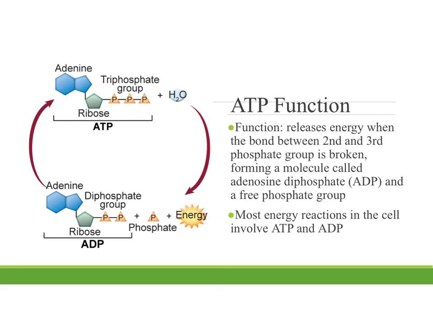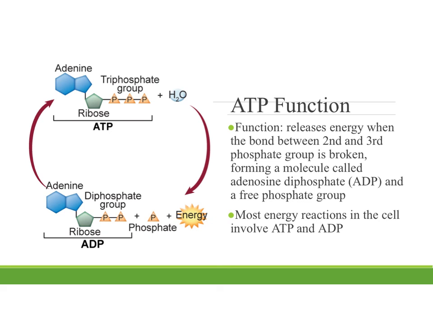Now, this becomes a cyclical process, though, because when ADP receives energy, we now can bond that free phosphate back together, and that forms ATP again. So ATP and ADP can be easily interchanged by either the addition or the removal of this third phosphate group. And then most of the energy reactions in the cell are going to involve ATP and ADP.